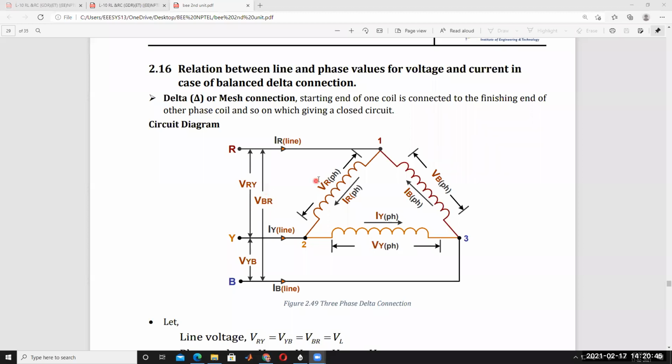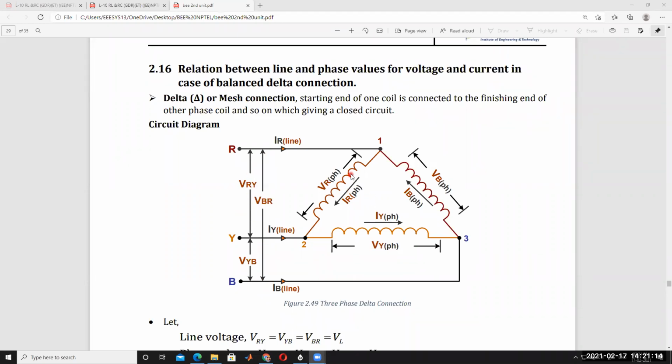The phase sequence is RYB. That's why VRY starts first: first R, then Y, so VRY. Then in RYB, next is YB, so VYB. And then B to R, so VBR. These are the different types of line voltages.